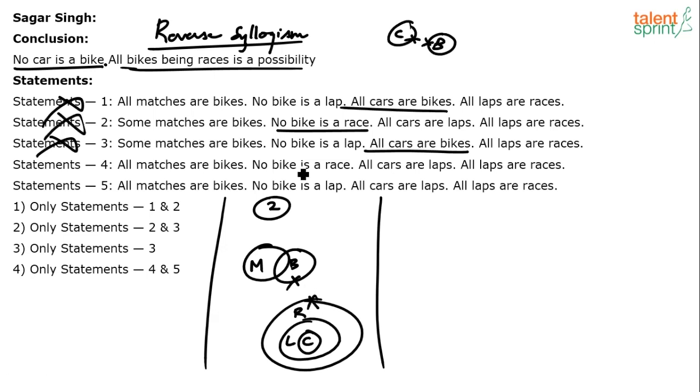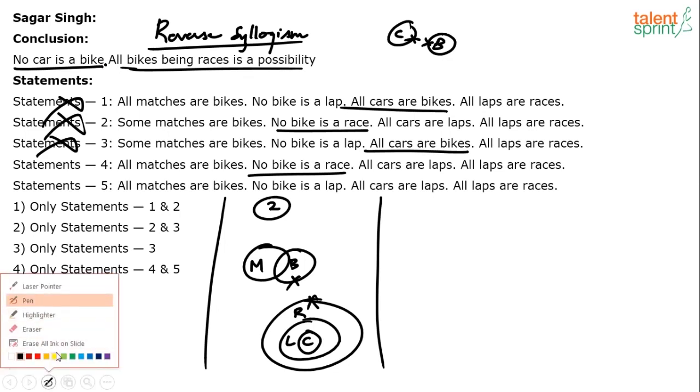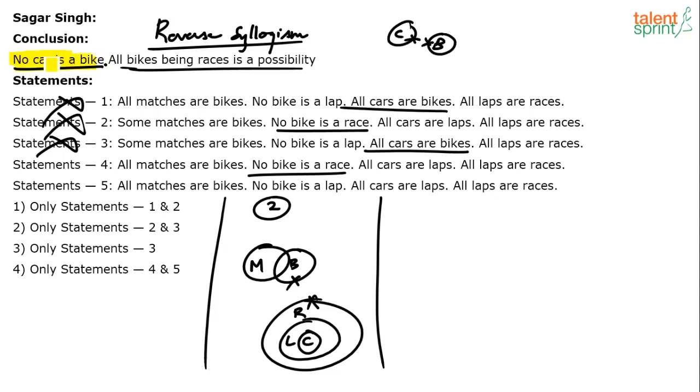And the moment statements 2 get eliminated, I think statement 4 also gets eliminated because it says no bike is a race here. See, when no bike is a race, how can all bikes be races? Let me use a highlighter here. See, no car is a bike. We eliminated 2 options, all cars are bikes and all cars are bikes. So these 2 options got eliminated because these are not going together, right?